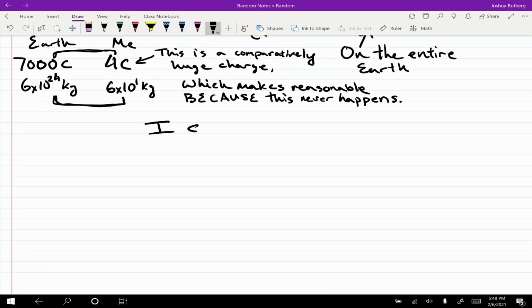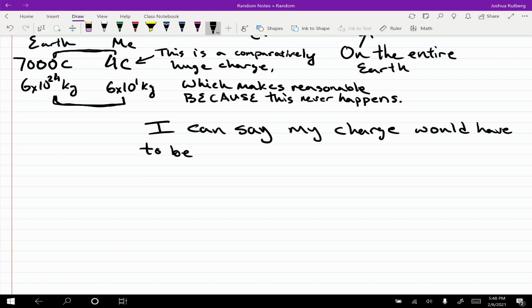So I can say my charge would have to be negative 4 coulombs.